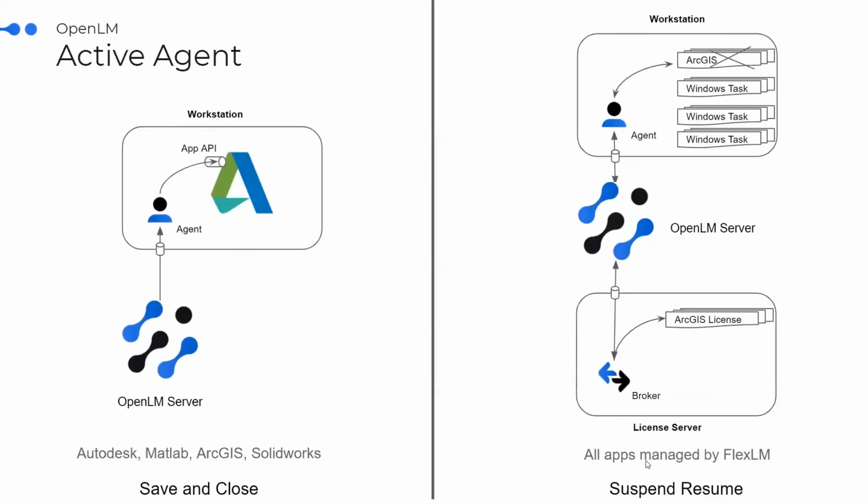Because in case we need to do suspend resume, we need to make sure that the broker will be able to do an LM remove command. This is basically what it does. If you know what this is, it basically goes to the license manager and asks it with its own syntax to remove that specific license.